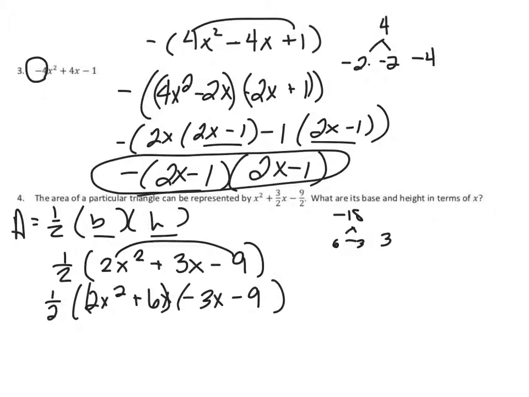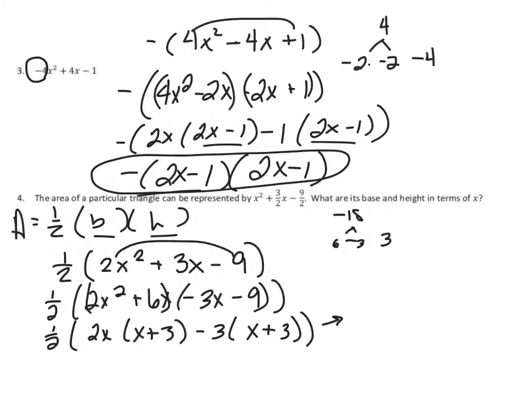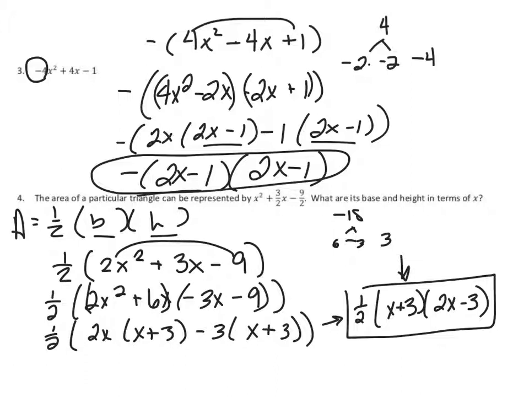Group the first two, the second two. I can factor out a 2x. I'm left with x plus 3. Factor out a negative 3, x plus 3. So 1/2 times x plus 3 and 2x minus 3. So I know that one of these is my base and the other one is my height. I don't know which one though.